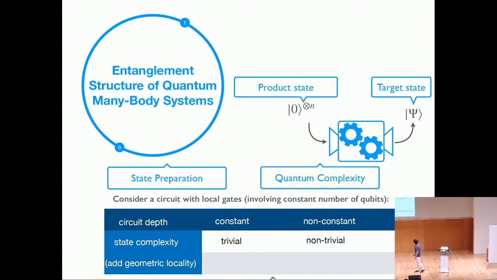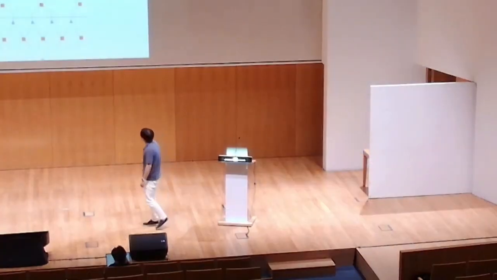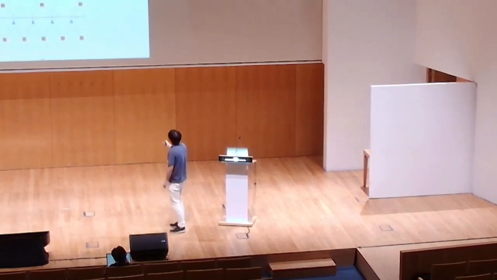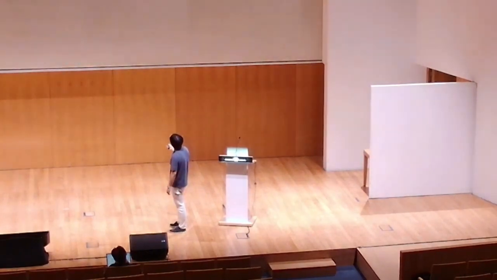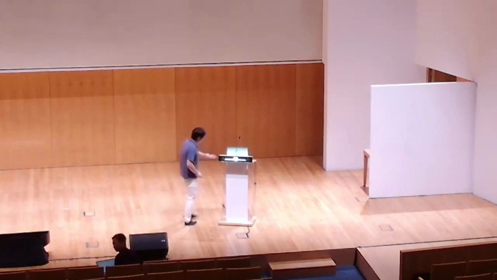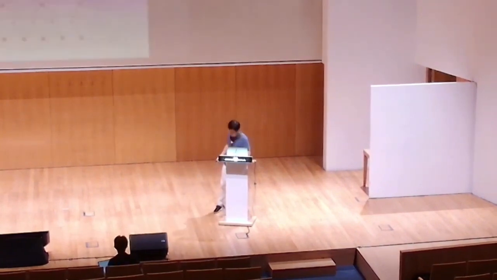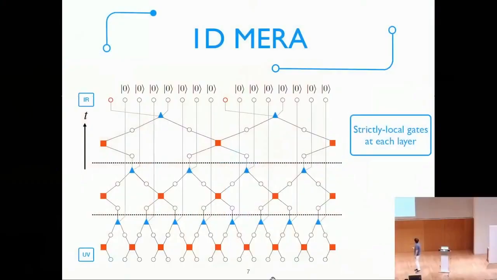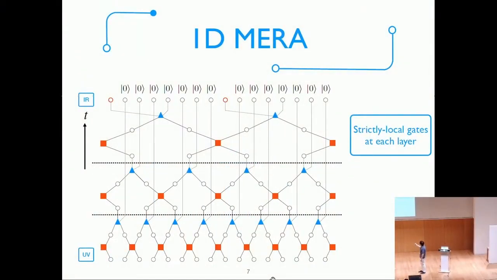Now we want to introduce the MERA circuit, which is the multi-scale entanglement renormalization ansatz. And here is an illustration of a 1D MERA. It is composed of strictly local gates in each layer. For example, you can see this square represents a two-qubit gate entangling these two qubits here. And typically in MERA, there are also isometries, which could in principle be a non-unitary map that merges two qubits into one qubit.